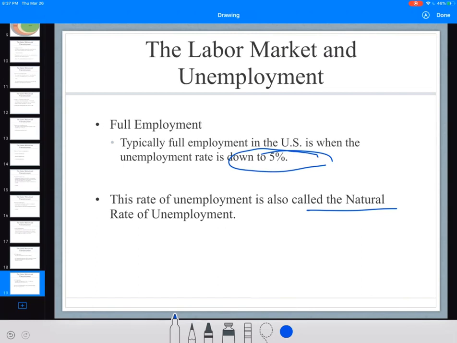Now, keep in mind, this full employment, or what we sometimes call the natural rate of unemployment, is going to vary country to country. In Spain, this is actually a bit higher. Same in France, Italy. Their natural rate of unemployment is a little bit higher and has to do with the differences in labor laws that they have compared to the United States. Okay, so as I mentioned before, this rate is sometimes also called the natural rate of unemployment. That is, it's the rate that naturally exists in an economy when the economy is doing well. All right, so that is the end of Chapter 8, and we will move on to Chapter 9.